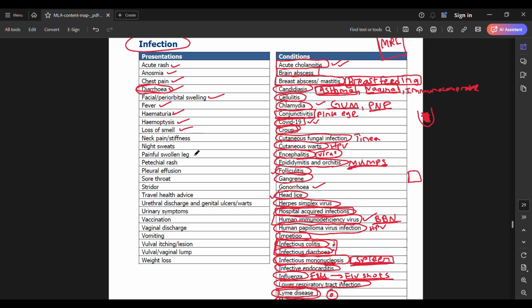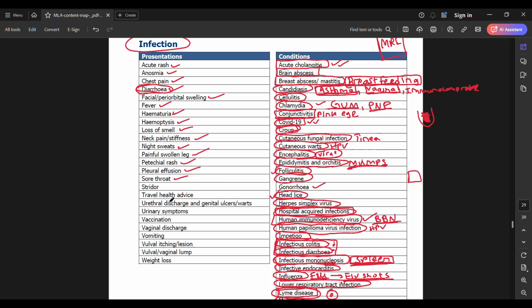I don't know why they've repeated it, but you got your neck stiffness and pain, meningitis, night sweats, TB. Could show up in other diseases. Painful swollen legs, cellulitis, petechial rash, right? Next, you have your pleural effusion. May show up as empyema as well. So make sure you look at chest x-rays and know what pleural effusion looks like, what pleural edema looks like, what empyema looks like, okay?